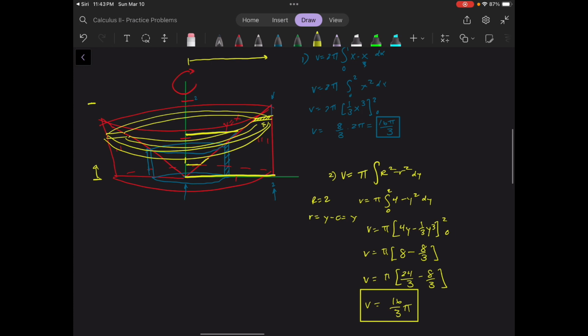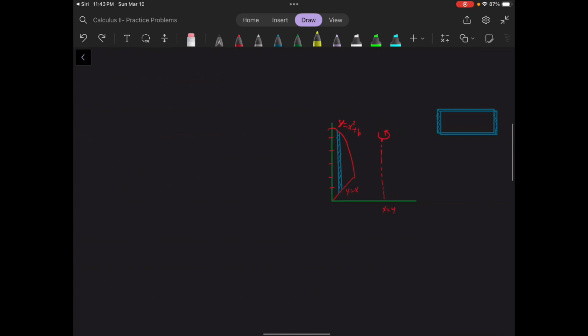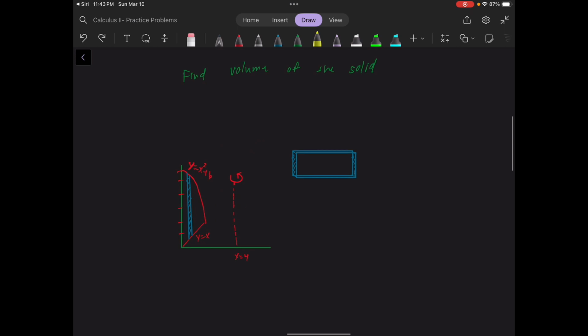Personally, I like to use the shell method better because usually this one is always x, and if it's not x, it's pretty easy to figure out what it is. But sometimes finding the big R and little r here can get tricky, so I like to stick with the shell method personally. But let's look at this problem. If you watched my last video, this problem should look familiar. We're going to do this one as well.